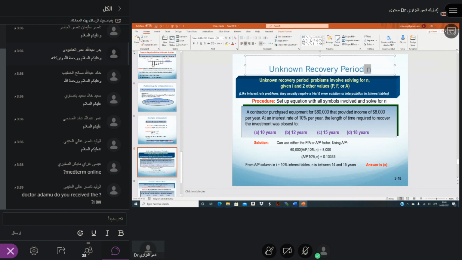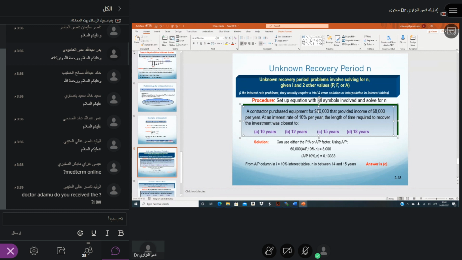So this is an example. They said a contractor purchased an equipment of $60. So the amount he purchased the equipment for is $60.